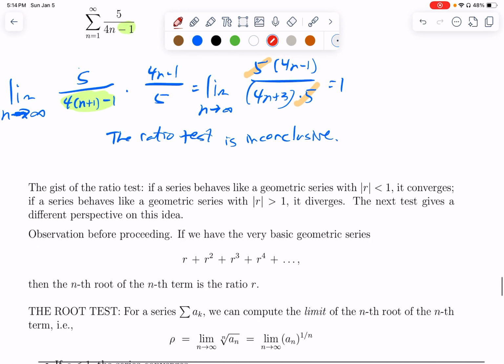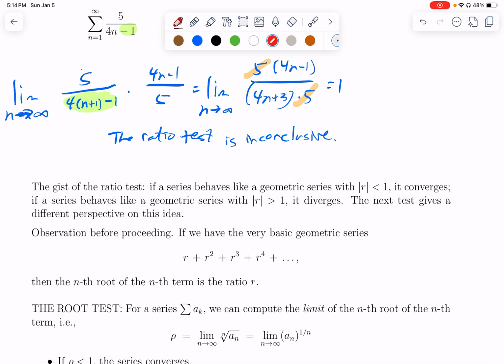So the gist of the ratio test, again, is if we have something that is behaving very similar to a geometric series with r less than 1, here we're assuming everything is positive, so I'm not really talking about absolute value, it converges. If it behaves like a geometric series where r is bigger than 1, it diverges. Here we're just going to use that fact in a slightly different way.